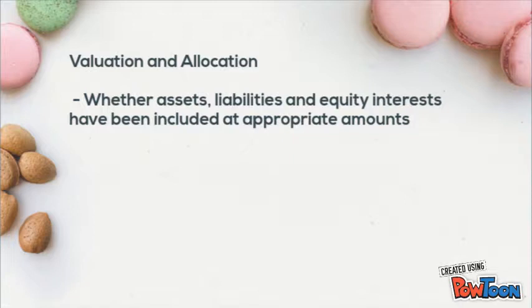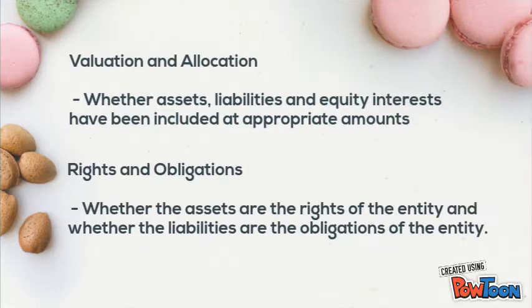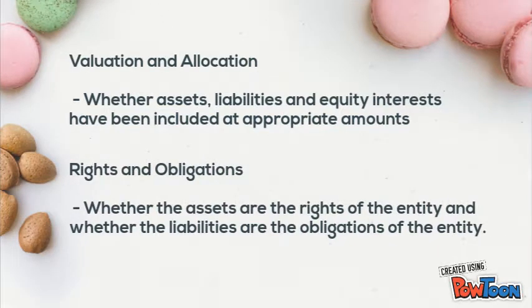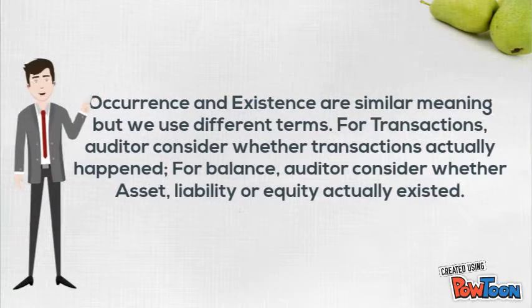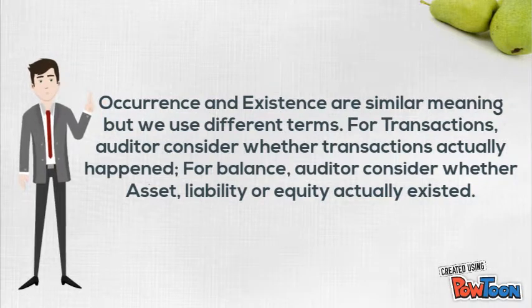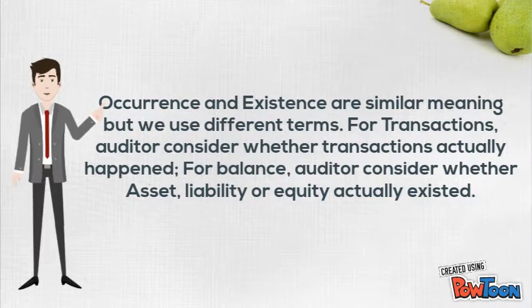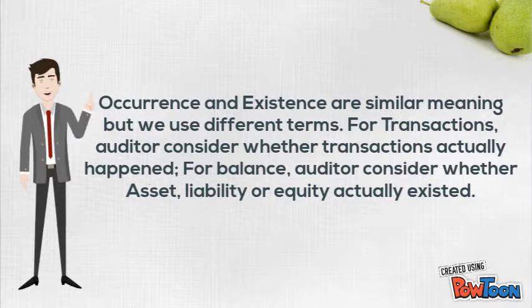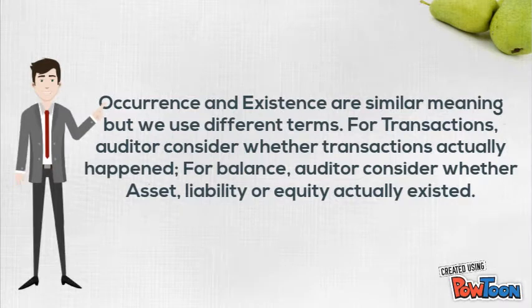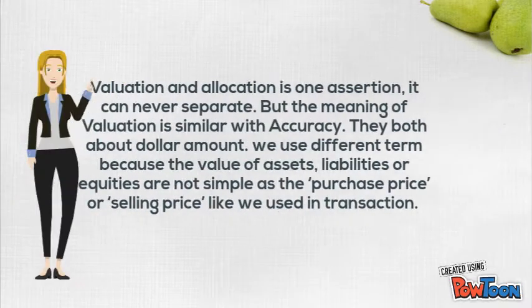Valuation and allocation: whether asset, liability, and equity interests have been included at appropriate amounts. Rights and obligations: whether the assets are the rights of the entity and whether the liabilities are the obligations of the entity. Occurrence and existence have similar meanings, but we use different terms. For transactions, the auditor considers whether transactions actually happened. For balances, the auditor considers whether assets, liabilities, or equity actually exist.